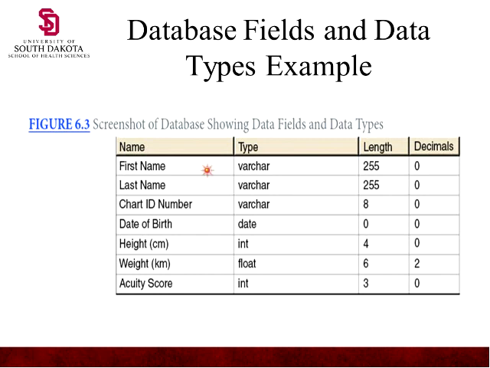Now, data fields and data types. For example, the first name, you see that as Varchar 255, so you have 255 characters available. And the last name, 255 characters available. ID number, chart ID number, 8 is the standard. Date of birth is a date, so there are no decimal places or anything like that here. The height is going to be in a standardized way in centimeters. Weight's going to be in kilograms or pounds, height in inches. And the acuity score is going to be very specific.